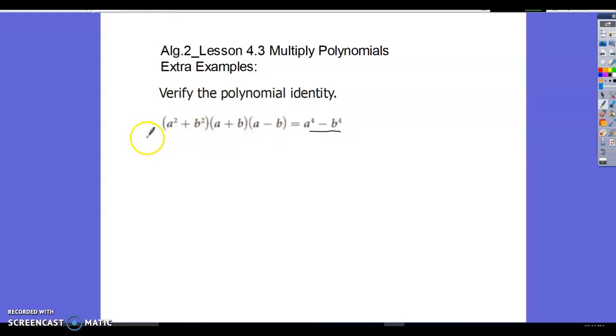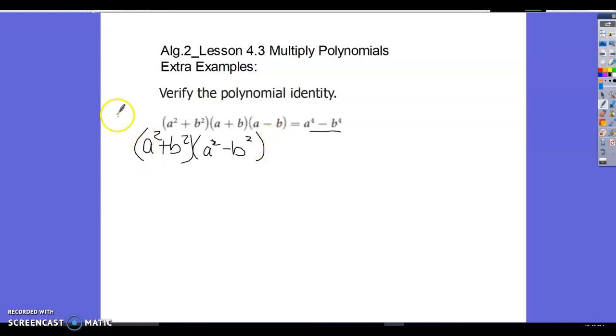So let's bring down the a squared plus b squared. And then I look at this, and I know this is a difference of squares. So I'm going to bring it down, but I'm going to multiply. So I'm going to have a times a is a squared. And then because it's a difference of squares, the middle terms cancel out. So minus ab and plus ab cancel. And then b times negative b is b squared. And again, that's one of your identities as well, a difference of squares.